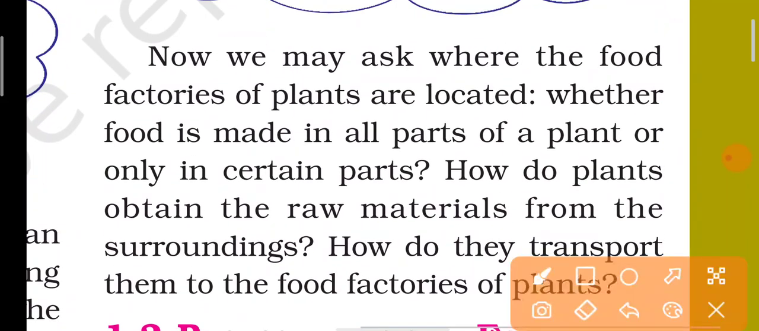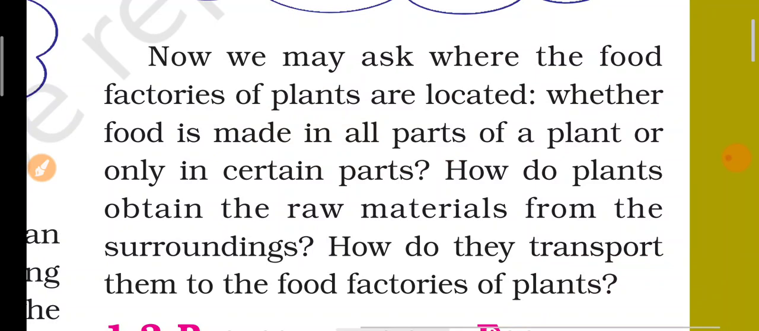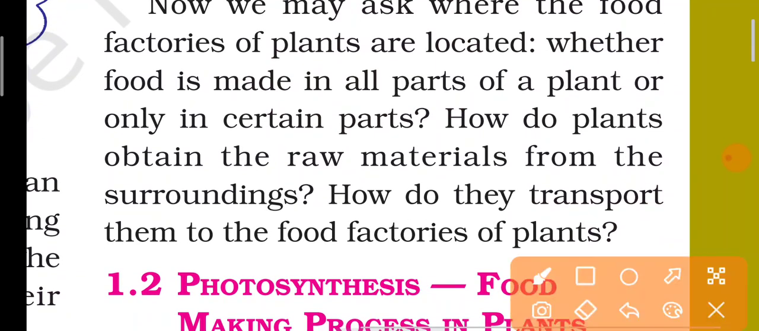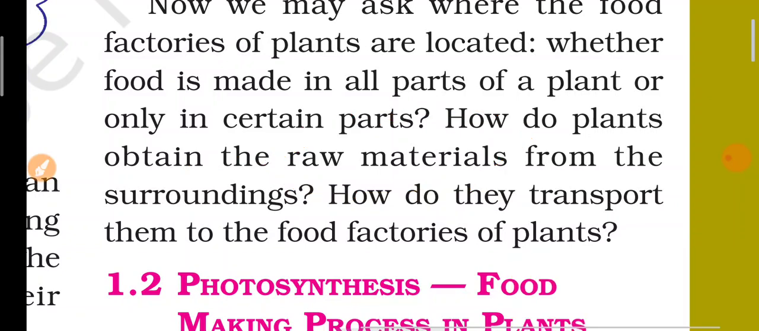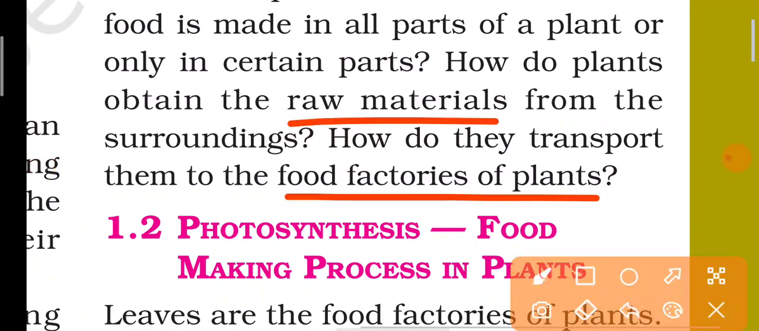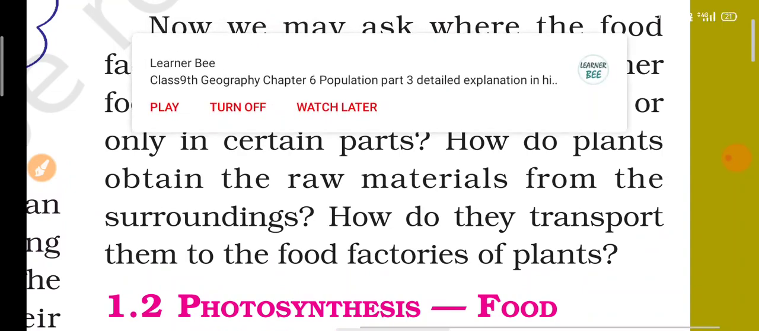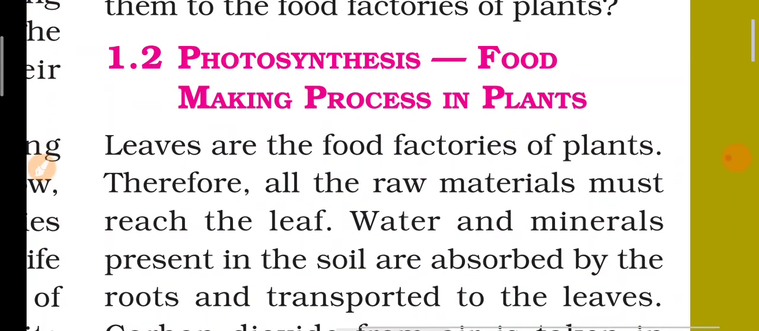Now, you may ask where the food factories of these plants are located, whether the food is made in all parts of the plant or in only certain parts, how these plants obtain the raw materials from their surroundings, and how they transport all these raw materials to the food factories of plants. So we are going to get answers to all of these questions in this chapter.